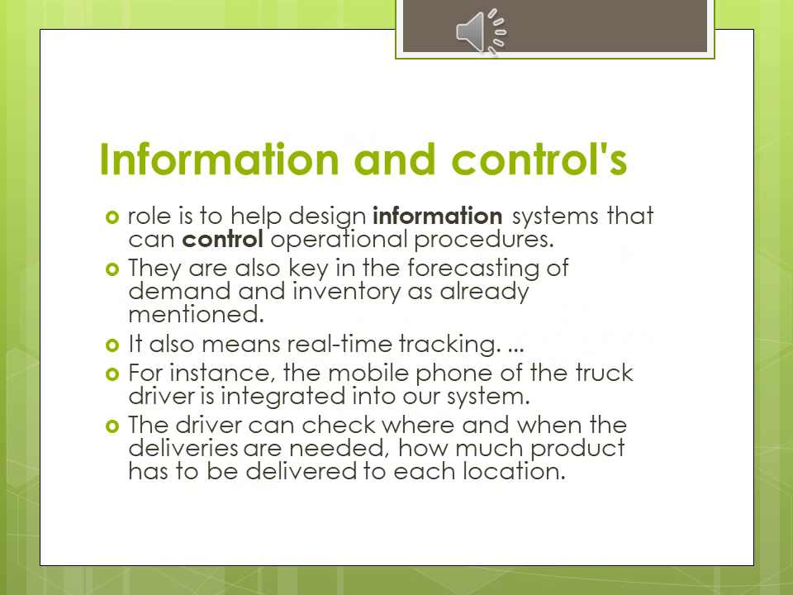As we saw in the first topic on understanding supply chain management, in my opinion, information is the mother of supply chain management and efficient logistics. Its role is to help design information systems that can control operational procedures. They can also support forecasting of demand and inventory, as already mentioned. It also means real-time tracking. For instance, the mobile phone of a truck driver is integrated into our system. The driver can check where and when deliveries are needed and how much product has to be delivered to each location.